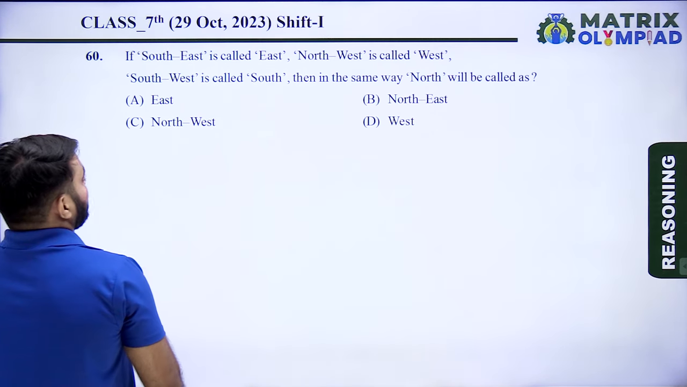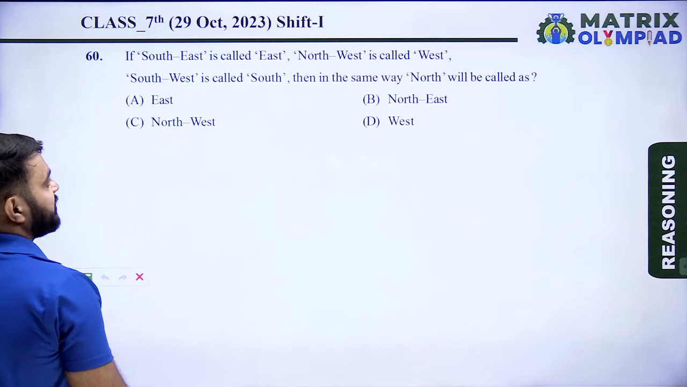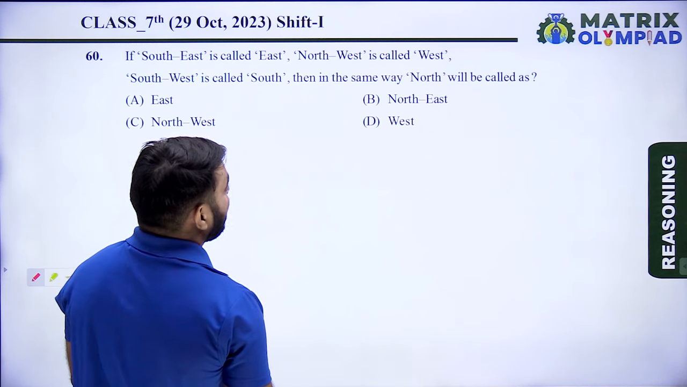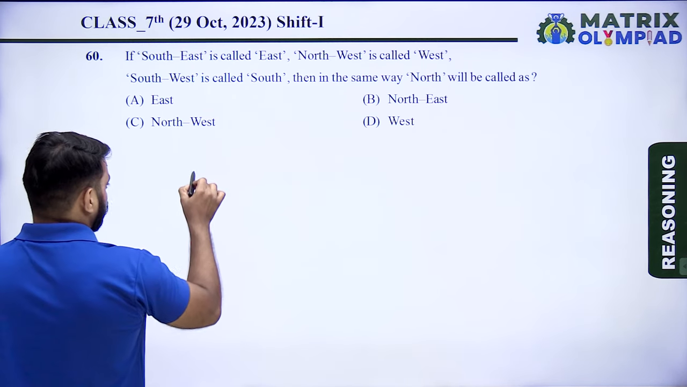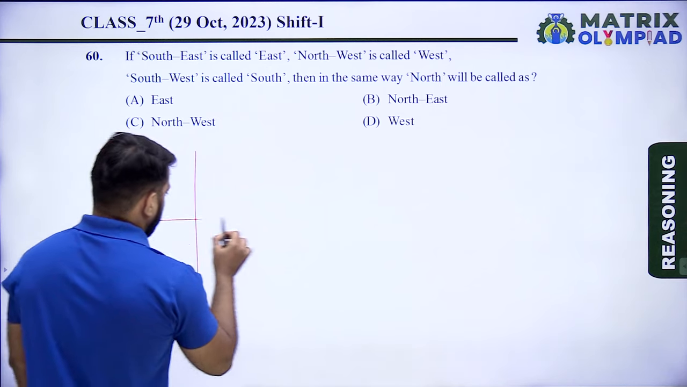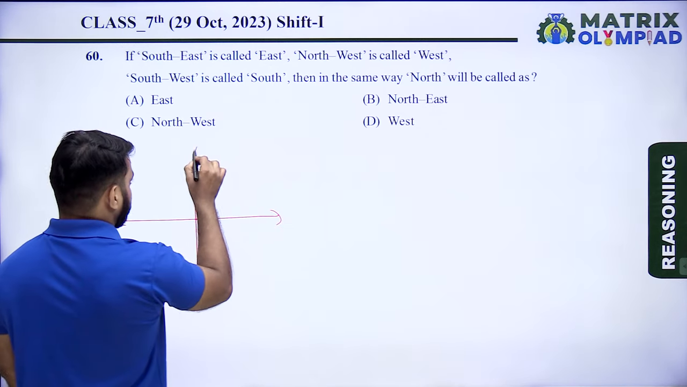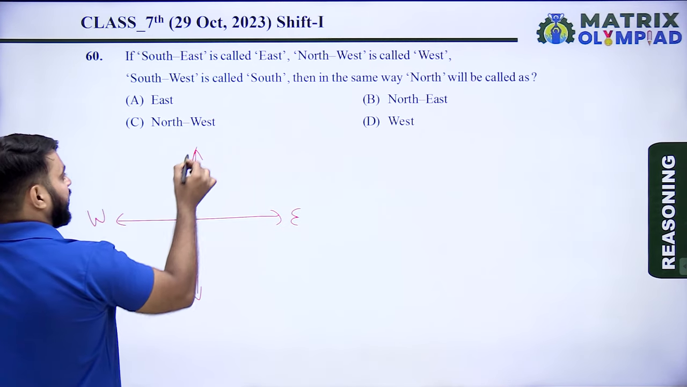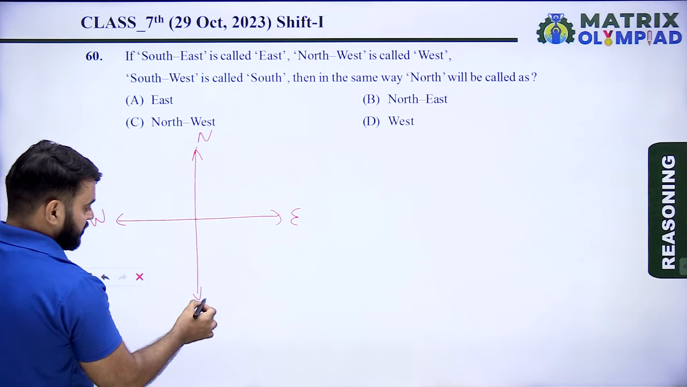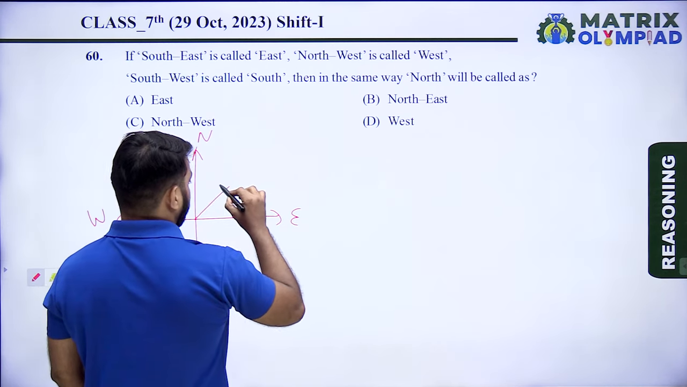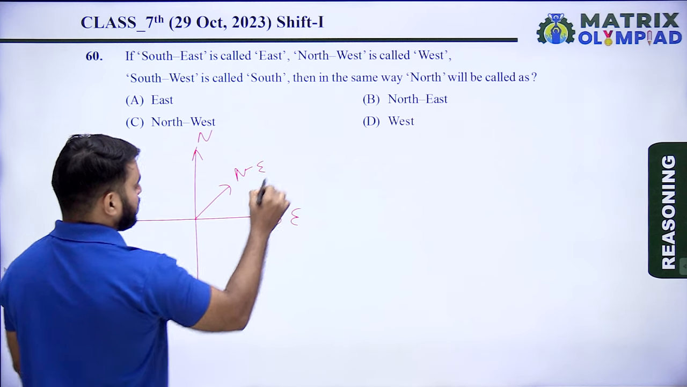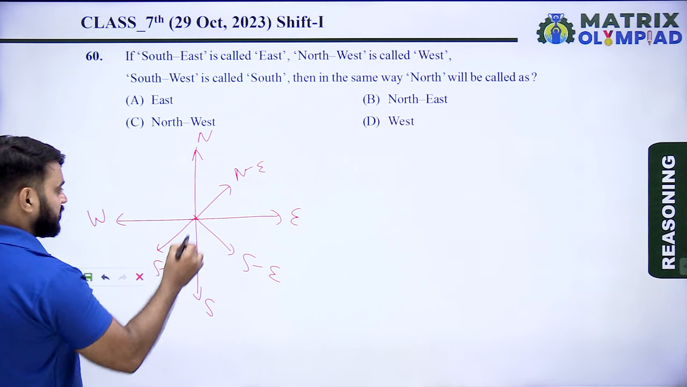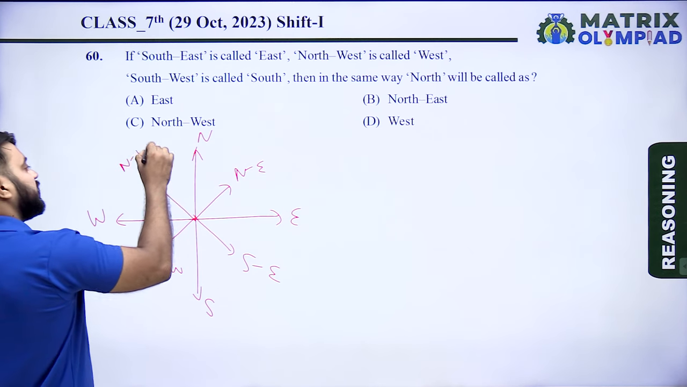If southeast is called east, northwest is called west, southwest is called south, then in the same way north will be called as. Before starting this question, you should know that there are four directions: east, west, north, and south. And there are four cardinal directions: northeast, southeast, southwest, and northwest.